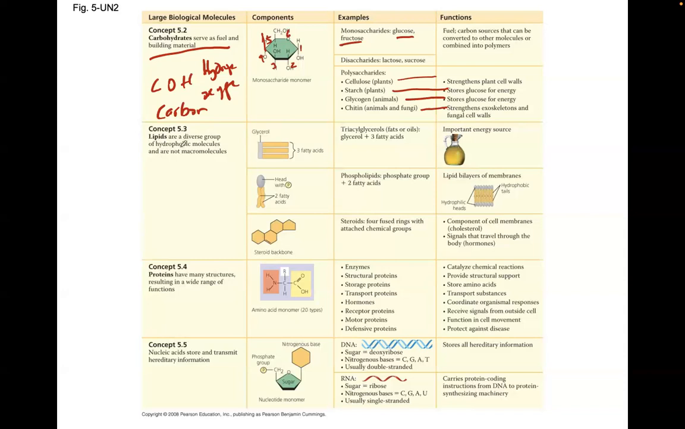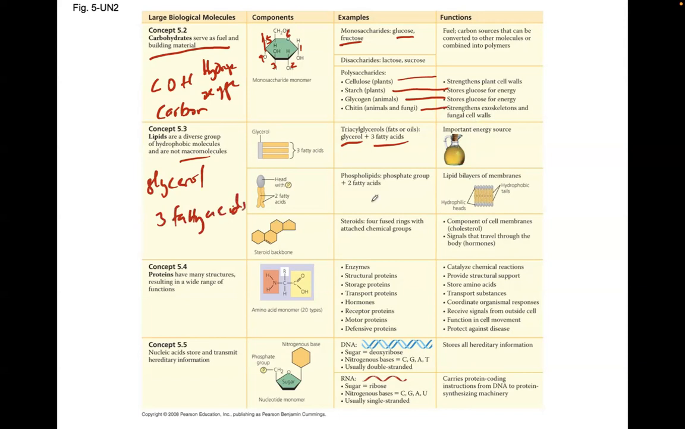The second one is lipids. Lipids are a diverse group of hydrophobic molecules and are not macromolecules. Glycerol with three fatty acids is why you call it triacylglycerol, which is fatty oil. So you have glycerol and three fatty acids. This is exactly the composition of lipids. If someone asks what the composition of lipids is, say glycerol and three fatty acids.